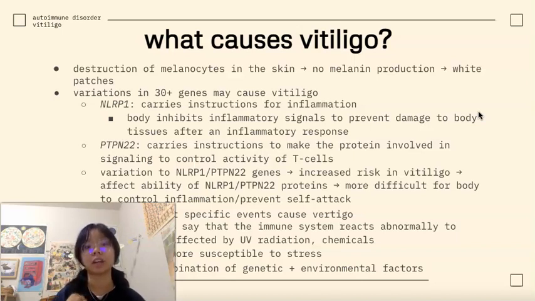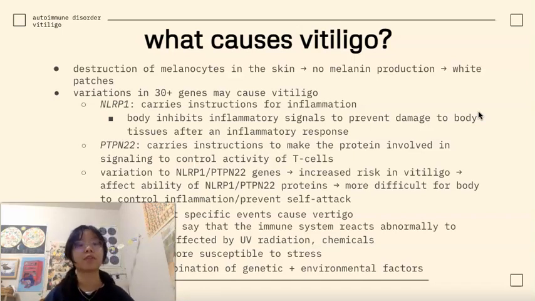In the case of vitiligo, this can cause, once again, the destruction of melanocytes, which will prevent the production of melanin and therefore cause the white patches to form on your skin. So there are some theories of specific events that can cause vitiligo, one of which is that the immune system reacts abnormally to melanocytes affected by UV radiation and chemicals. That is why it is important to wear sunscreen.